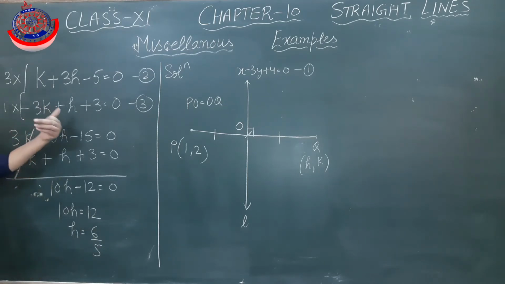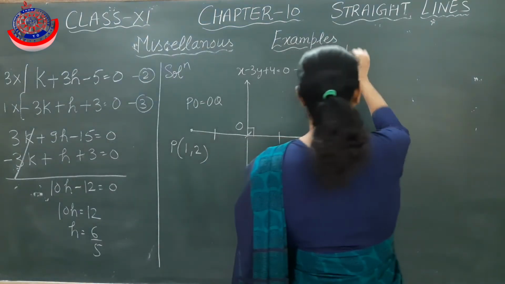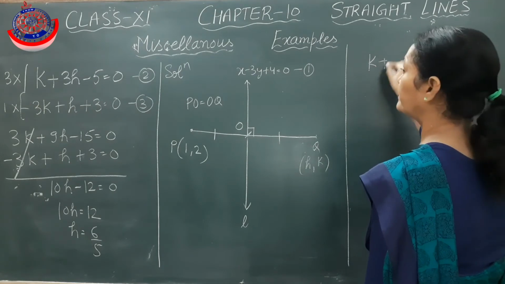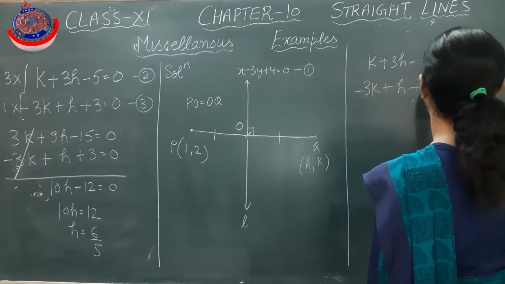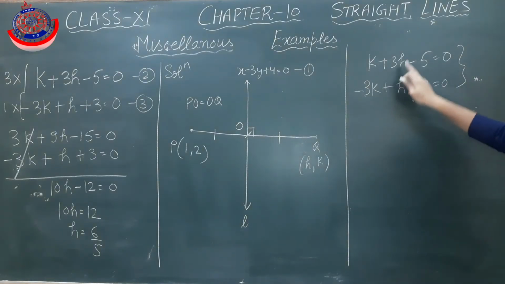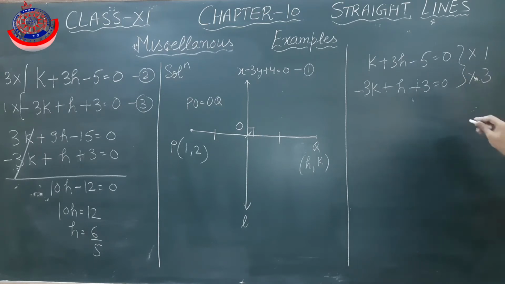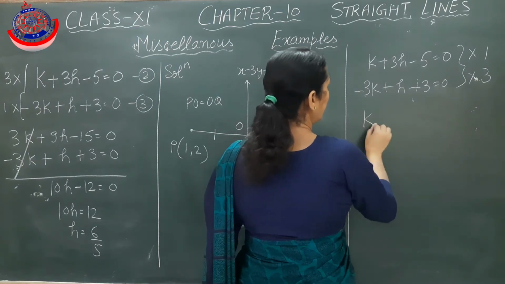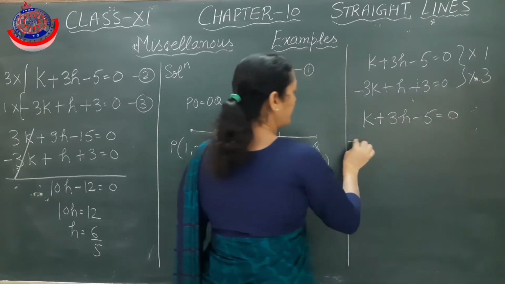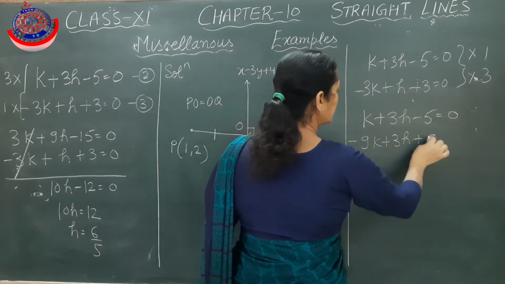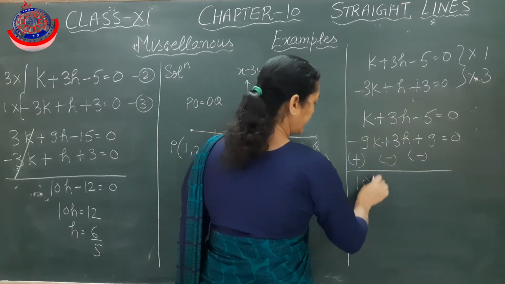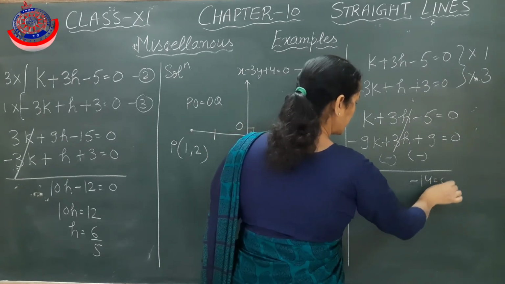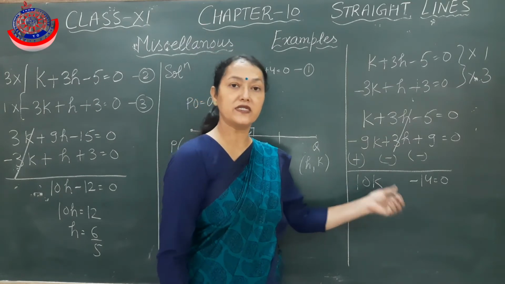Now again, either using the elimination method only or by just putting the value of h in equation number 2 or 3, you can again eliminate. Now for elimination, firstly we have cancelled k, now we want to cancel h, so multiply the second equation with 3. So we have k plus 3h minus 5 equals 0 and minus 9k plus 3h plus 9 equals 0. Changing the sign, what we obtained? 10k minus 14 equals 0. K will come out to be 14 upon 10, meaning 7 upon 5.